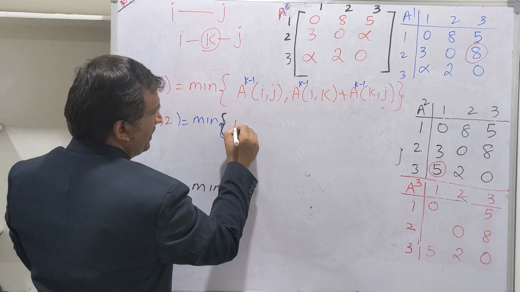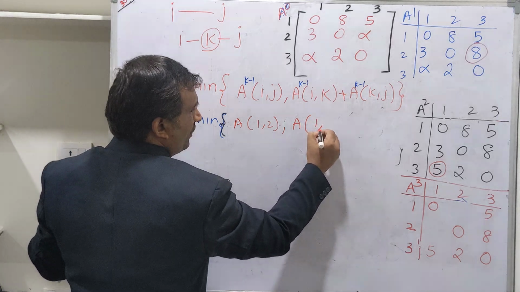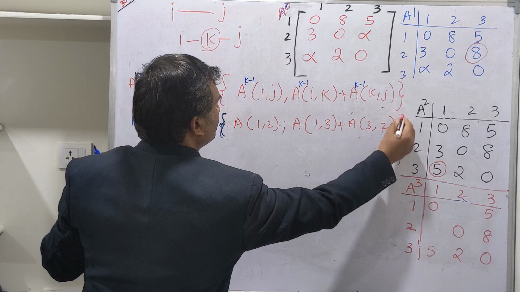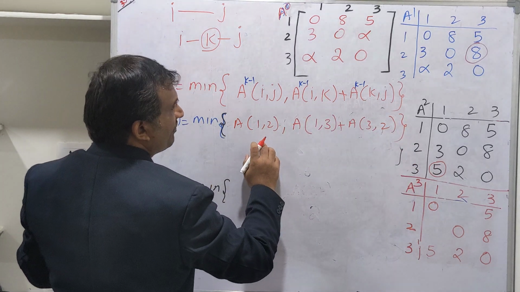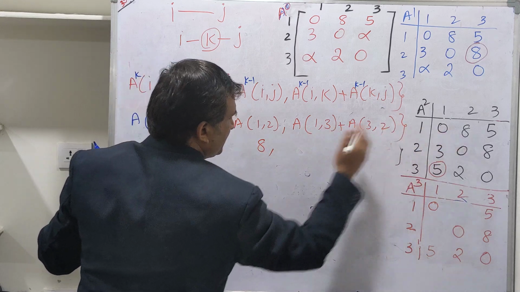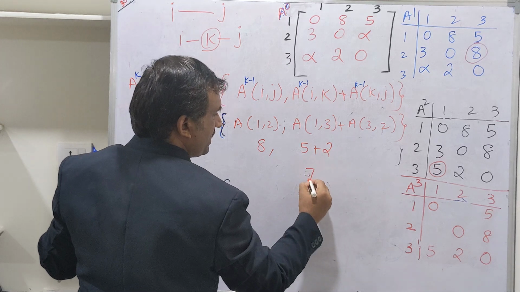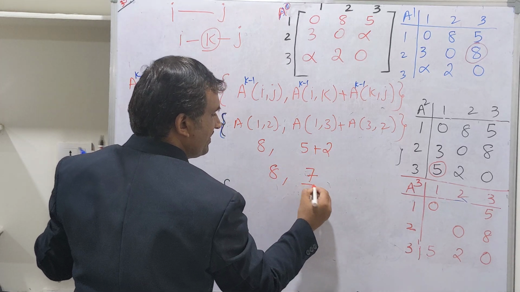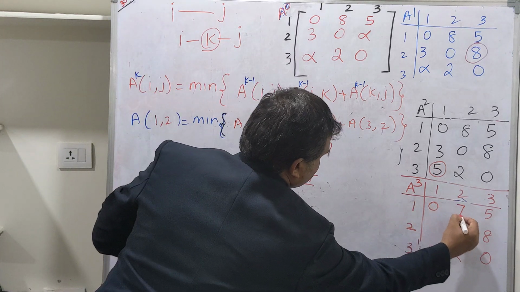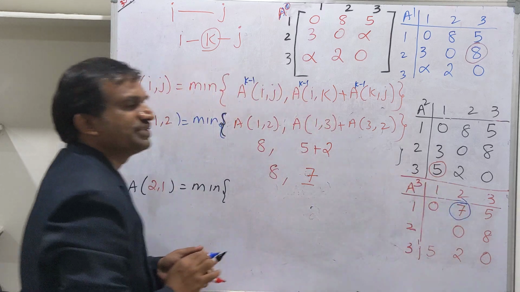Minimum of A of 1, 2, A of 1, 3 plus A of 3, 2. Now what is A of 1, 2? If you look here, 1, 2 is 8. A of 1, 3 is 5 plus A of 3, 2 is 2. So the updated value is 7, which is lesser than the direct cost. Now let us update this.